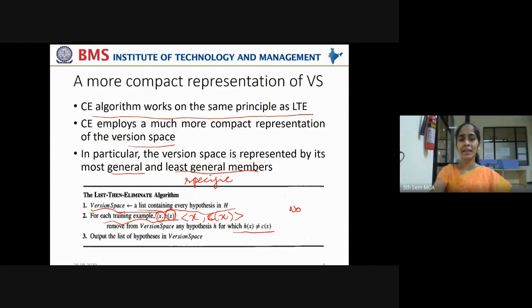Now you repeat this again and again. Finally, what will be the output? The output is the list of hypotheses remaining in the version space, and all these hypotheses are now consistent with the training examples given. Initially you start with every hypothesis, meaning every training example is covered by some hypothesis. H1 will cover day 1 data, H2 will cover day 2 data, H3 will cover day 3 data, and H4 will cover day 4 data.